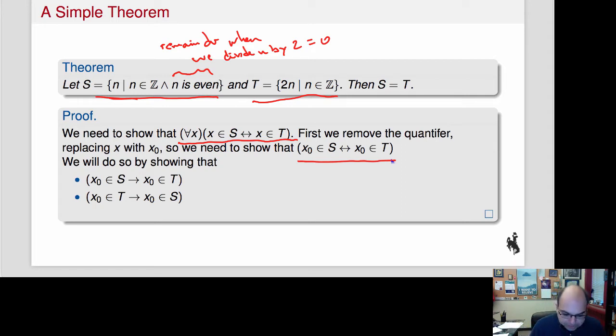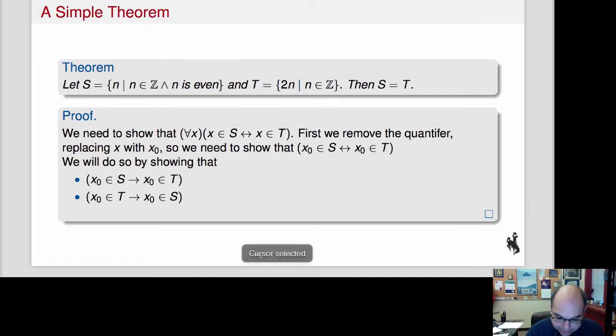So what we'll do is we'll break that if and only if into two parts. So we have part 1 and we have part 2. And part 1 is the if part. If x naught belongs to S, then it must also belong to T. And the other part, second part, is the only if part. If x belongs to T, then it must also belong to S. Okay, so that's the proof story.